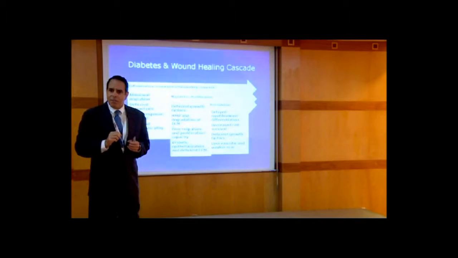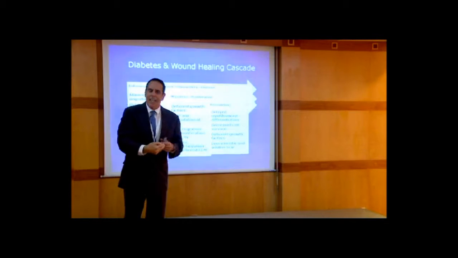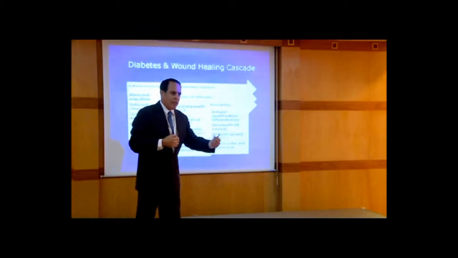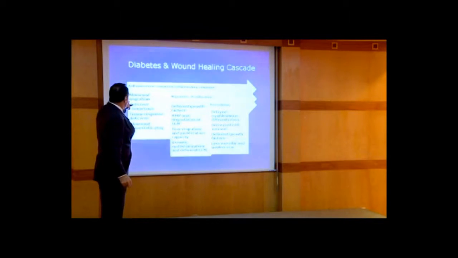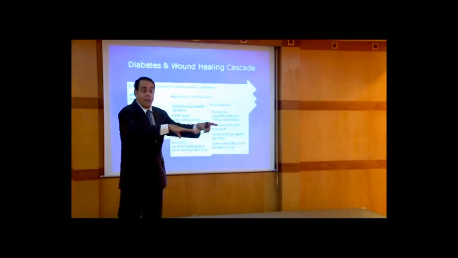Major metabolic deficit. So we can anticipate that phase 1 is going to be sustained. It's going to be a prolonged inflammation. And we have abnormal migration. The cells don't go to the right place.